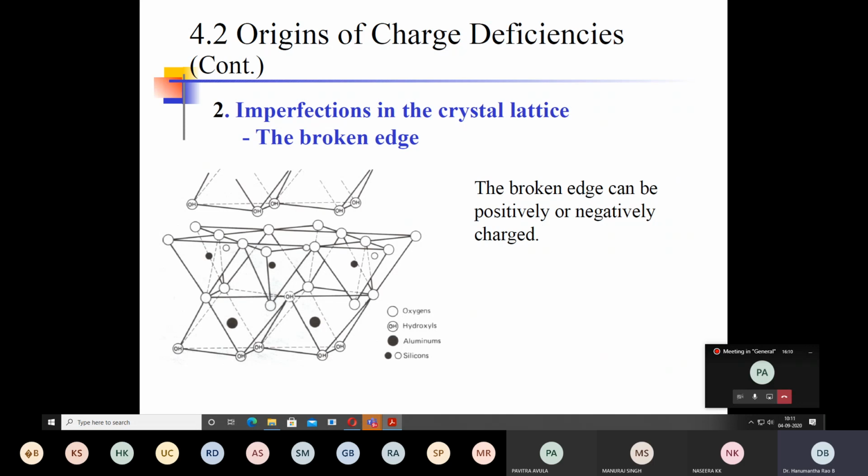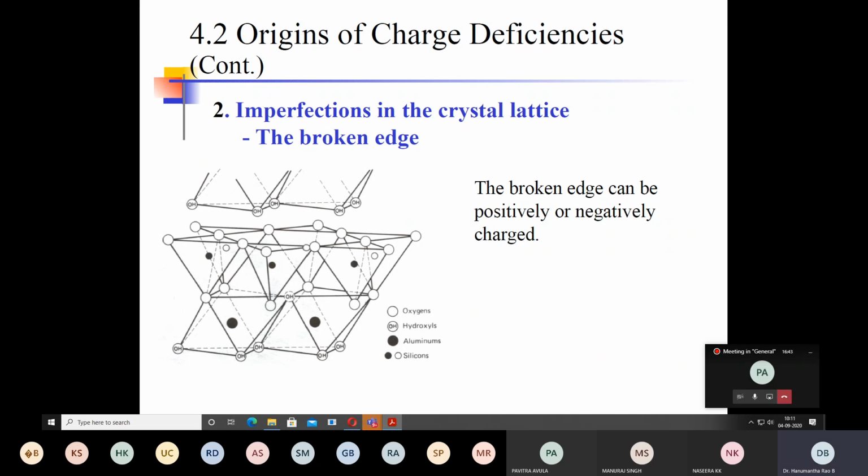Next, another charge deficiency arises from the broken edges. Yesterday we demonstrated that when one tetrahedral is placed adjacent to another tetrahedral by sharing an oxygen as a common atom, then we can arrange them like sheets of tetrahedral or octahedral. Now what if I break this sheet? On the surface there has to be some kind of charge left over. So these broken edges can cause either positive or negative charge deficiency.